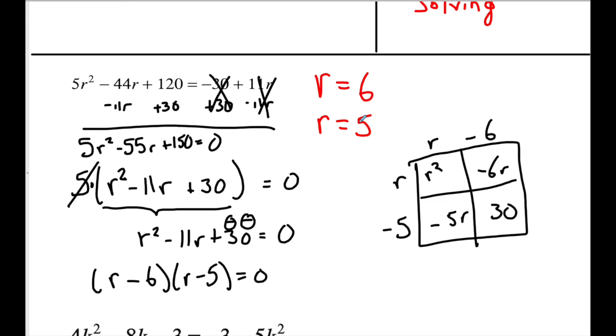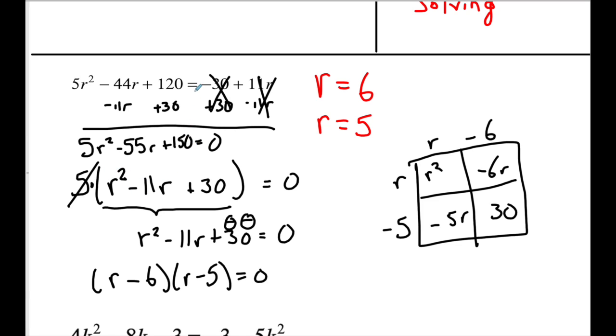Okay, and if I want to check my answers, 6 squared is 36. All right, 11 times 6 becomes 66. 36 minus 66 is negative 30. Negative 30 plus 30 is 0. 0 times 5, if you want to argue like that, is also 0. Okay, plugging in 5, 5 squared is 25. Right, 11 times 5 is 55. 25 minus 55 is also negative 30.